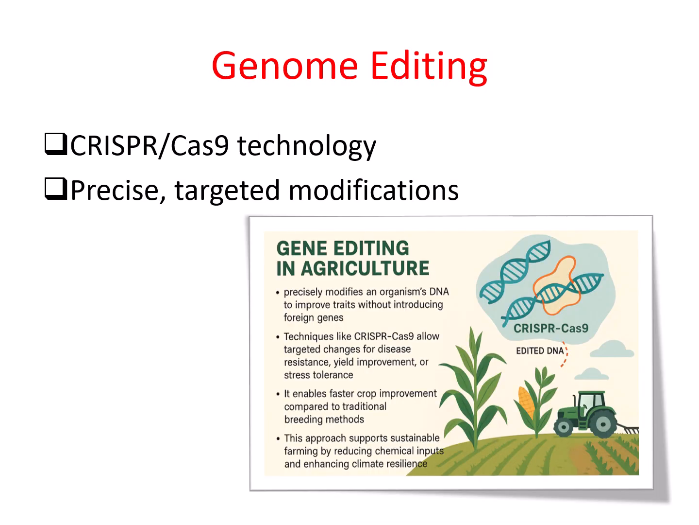Gene editing in agriculture precisely modifies an organism's DNA to improve traits without introducing foreign genes. Techniques like CRISPR-Cas9 allow targeted changes for disease resistance, yield improvement, or stress tolerance. It enables faster crop improvement compared to traditional breeding methods. This approach supports sustainable farming by reducing chemical inputs and enhancing climate resilience.